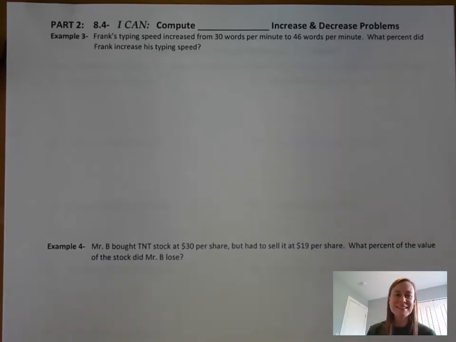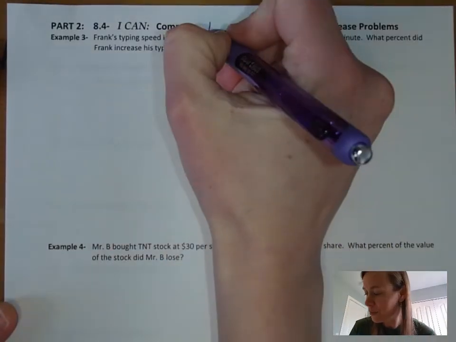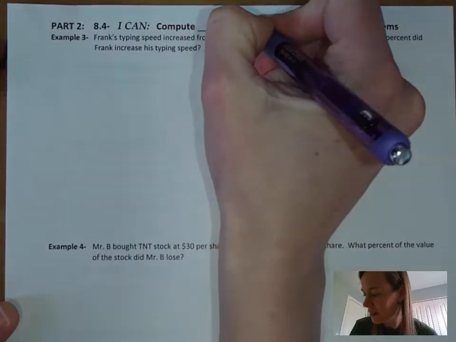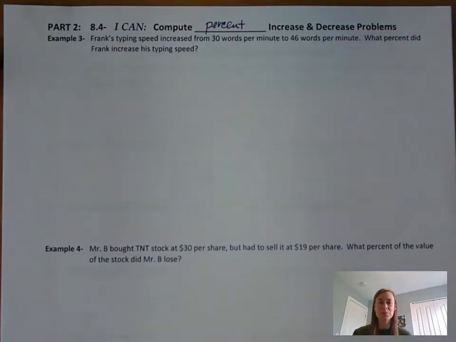Hey guys, welcome back. Today's lesson is going to be a whole lot like yesterday's lesson. Let's start with our I can statement. I can compute percent increase and decrease problems. Okay, let's get started with some examples.